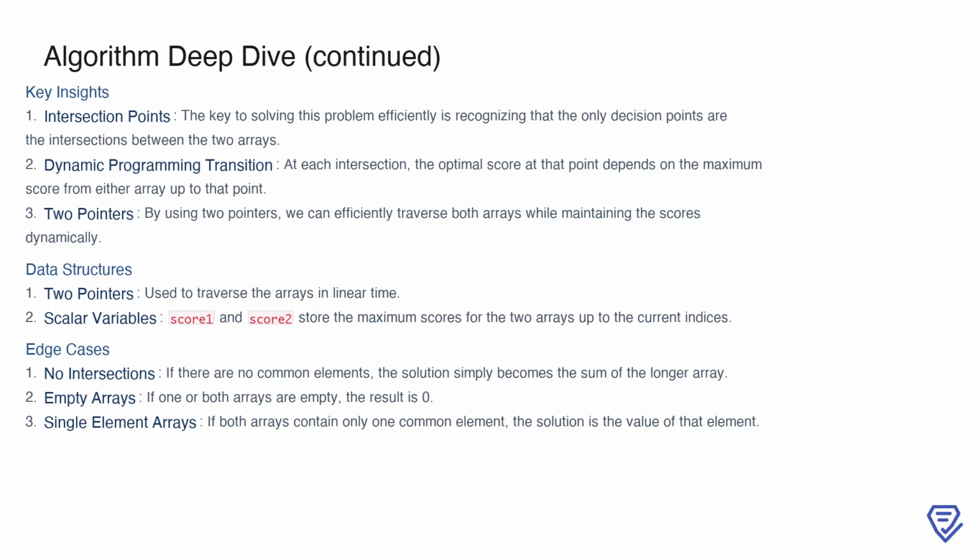In terms of data structures, we use two pointers to traverse the arrays and two scalar variables, score1 and score2, to store the maximum scores for nums1 and nums2. This keeps the space complexity minimal.